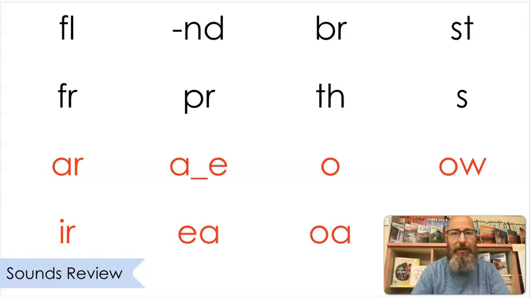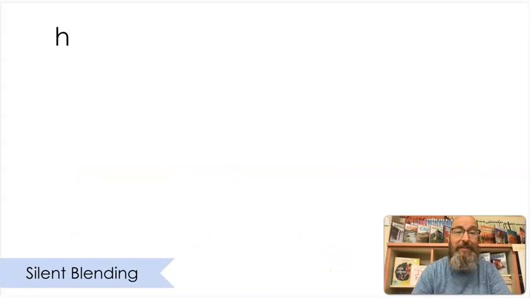I see some blends here and digraphs. Let's see if we can read these. Read these with me. Full. Nd. Oh, there's that ND. Burr. St. Fur. Per. F. Sometimes the. S. R. A. O. O. Or owl. E. O. Now it's time for some silent blending.